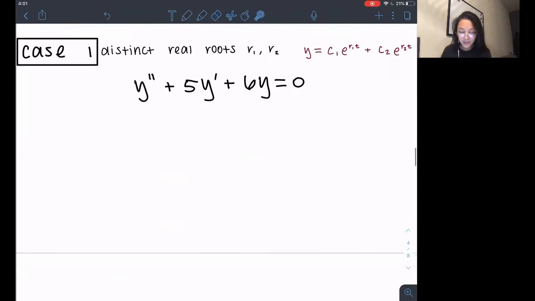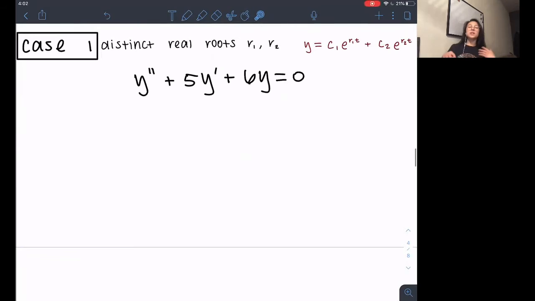First, we're going to look at case number 1, which is just distinct real roots. So this is a really easy example. We can just factor this equation, but the very first step is to put it into our characteristic equation, which is right there. So our coefficient here is 1, and then this is 5, and then this is 6. And then we're going to factor it.